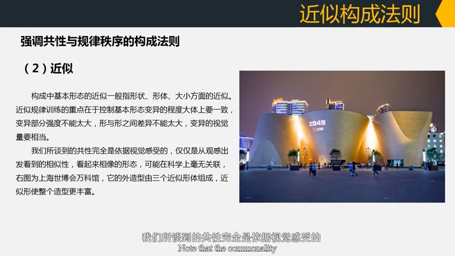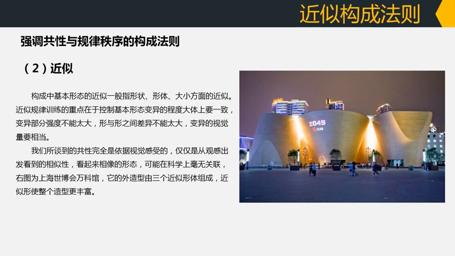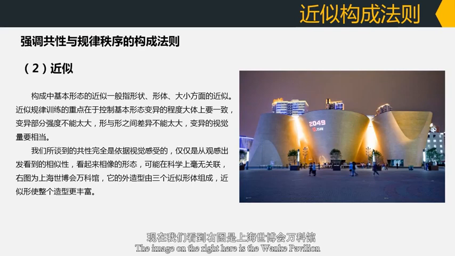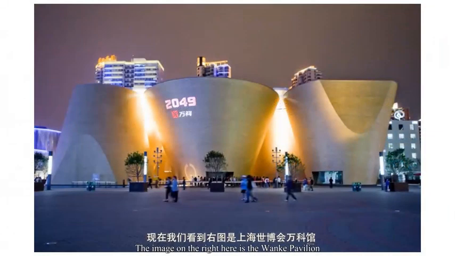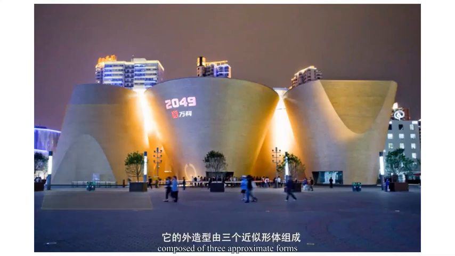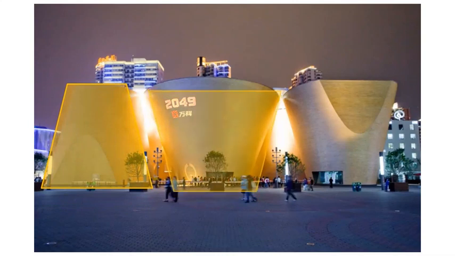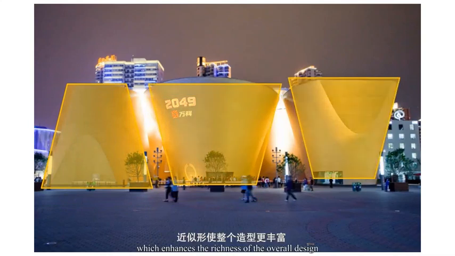Note that the commonality we refer to is purely based on visual sensation. It is the similarity perceived by the viewer. The forms that look similar may have no scientific correlation. The image on the right here is the Wanke Pavilion at the Shanghai World Expo, composed of 3 approximate forms, which enhances the richness of the overall design.